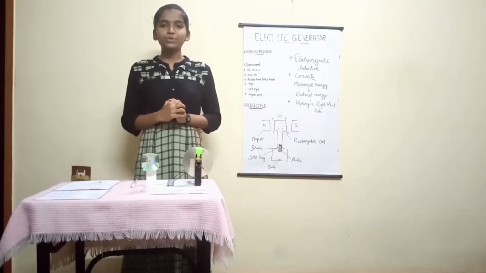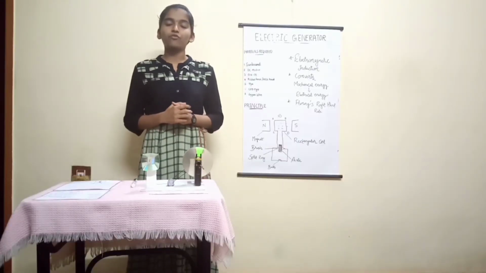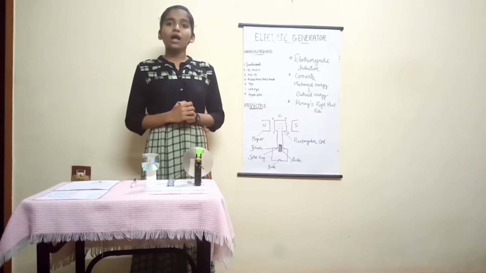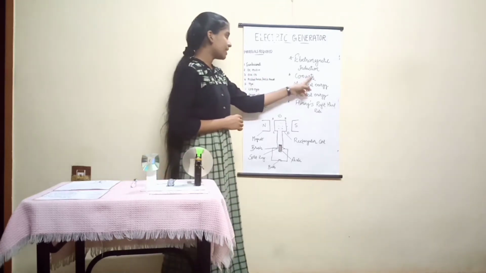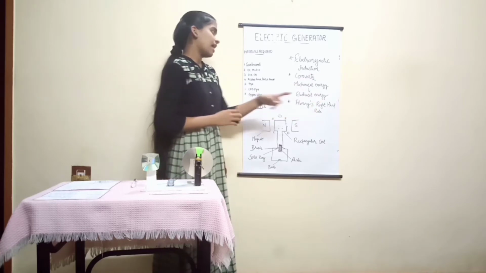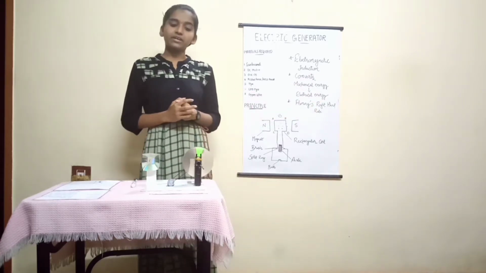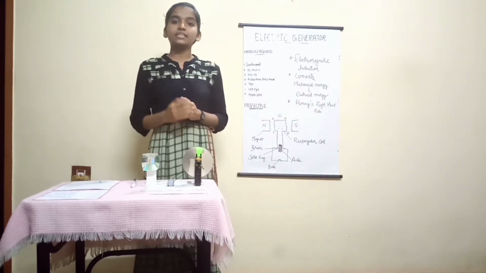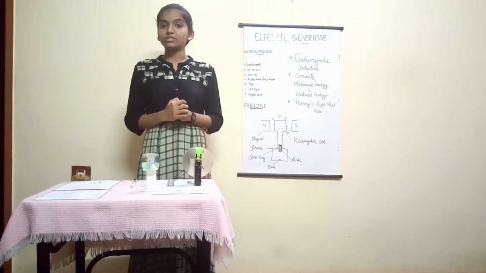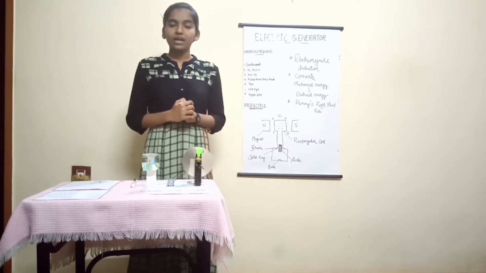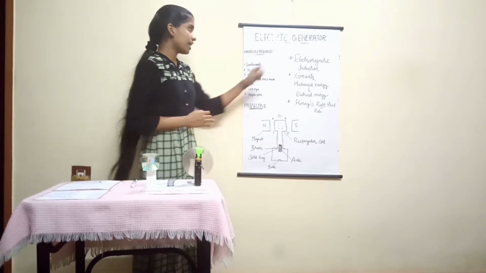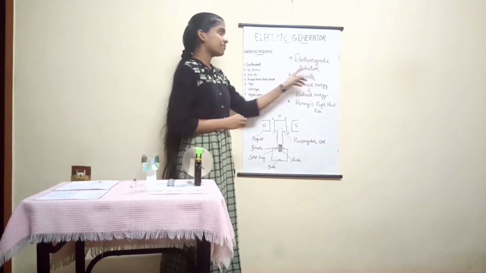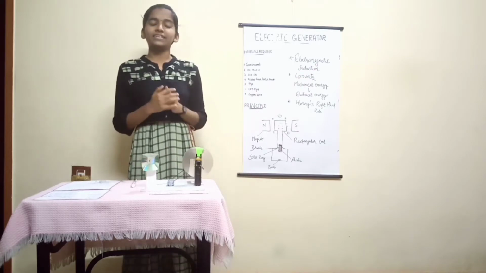Now we can have a look at the theory and principles of electric generator. So an electric generator is a device that converts mechanical energy to electrical energy. And in this model we check how a DC motor is converted to an electric generator to produce electrical energy. And electric generator works based on the phenomenon of electromagnetic induction. This is the main principle of electric generator.